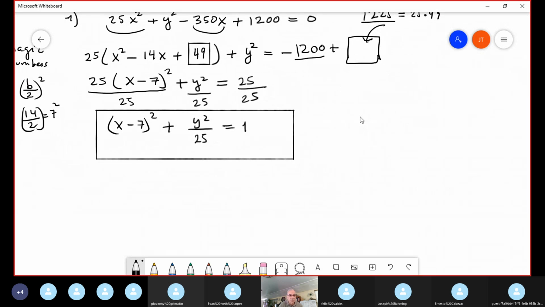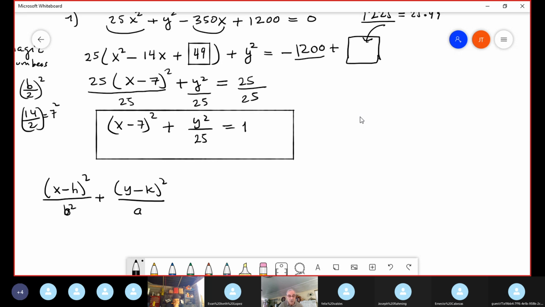Remember, we work this way: x minus h squared over something, in this case b squared, plus y minus k squared over a squared. How do you know who is a and who is b in the ellipse? Well, the denominator here is 1, and the denominator here is 25. Therefore, the bigger is a. That means that our ellipse is a vertical ellipse. Our ellipse is not like that; our ellipse looks like that. So the major axis is parallel to the y-axis.